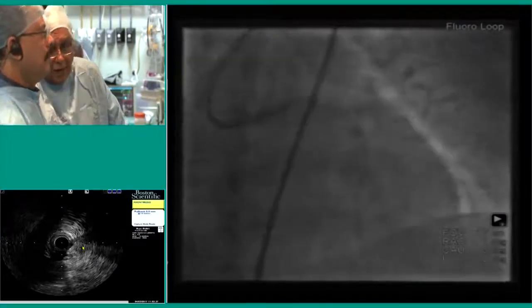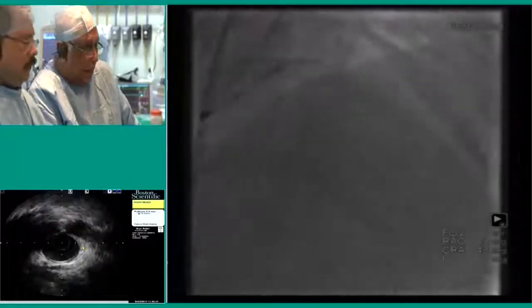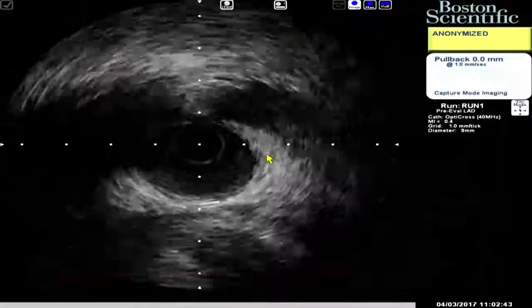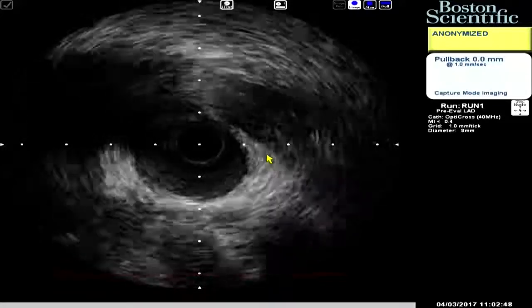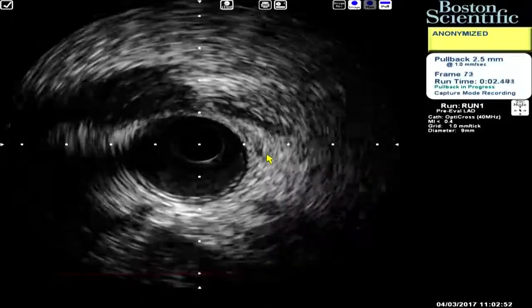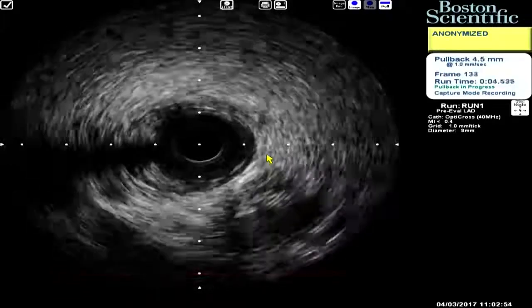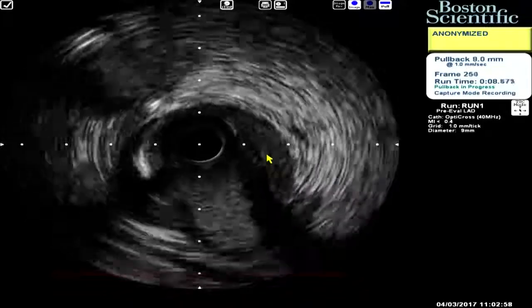Now IVUS will tell us. Okay, go ahead. Now show the IVUS please. Okay. Yeah, pull back. Okay, we are pulling it back. Now watch, there is some disease in the distal LAD, but not too bad.